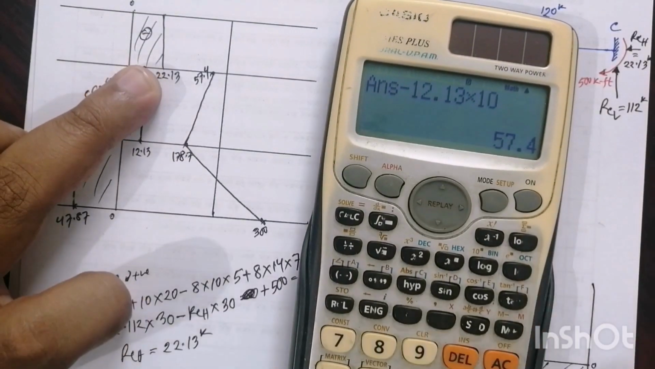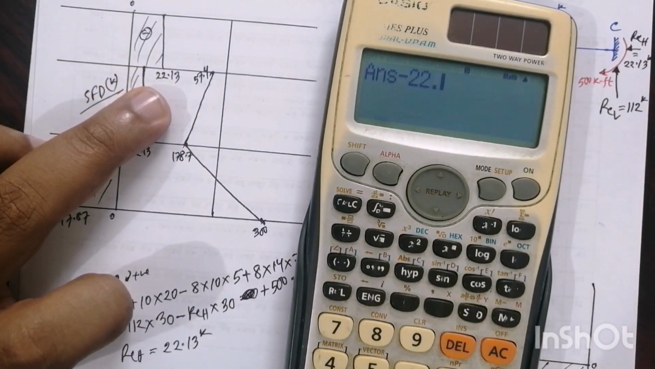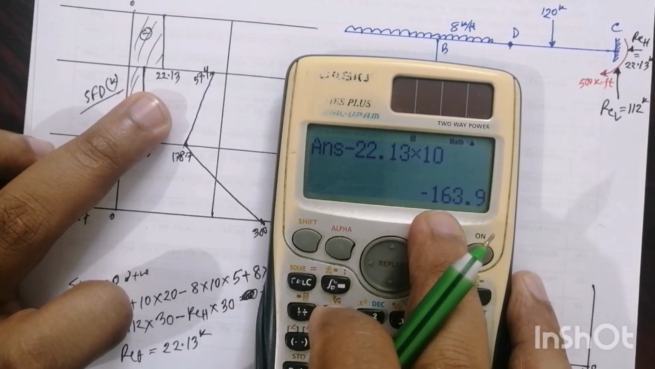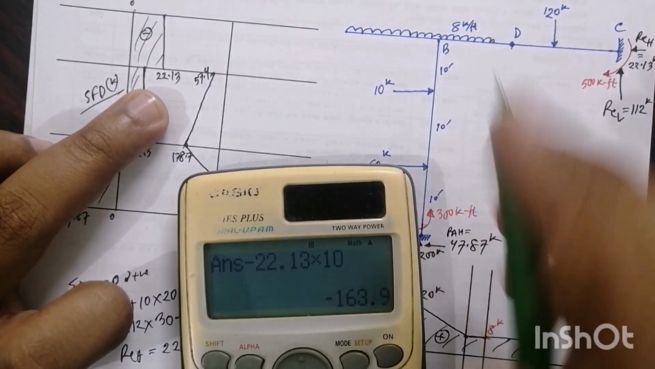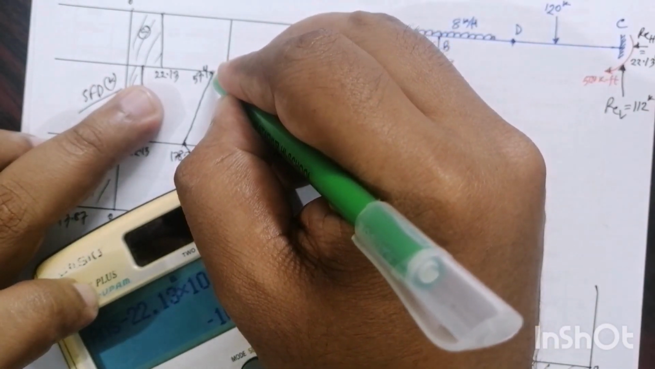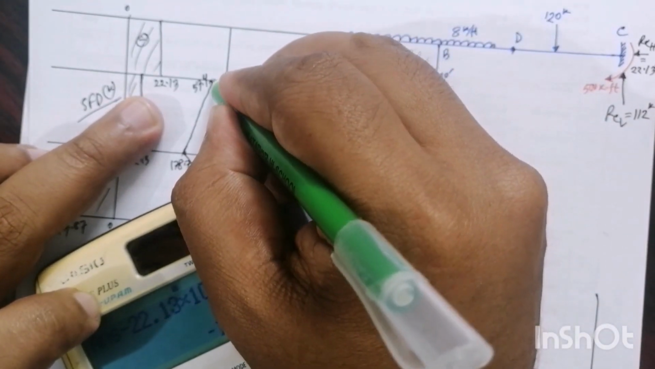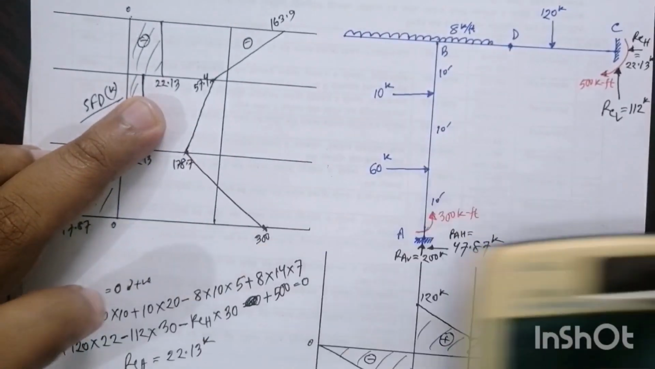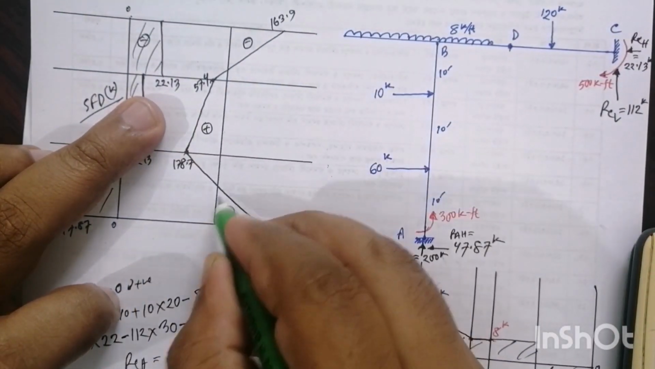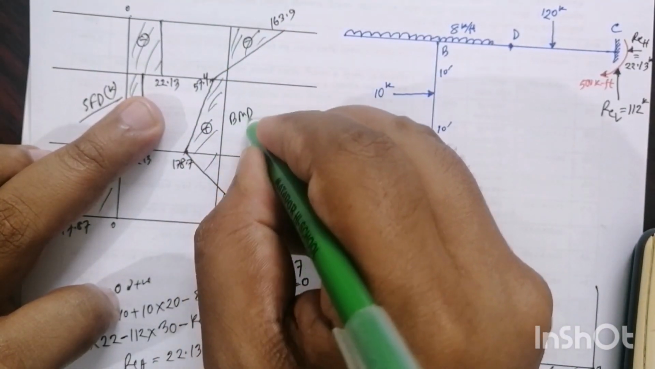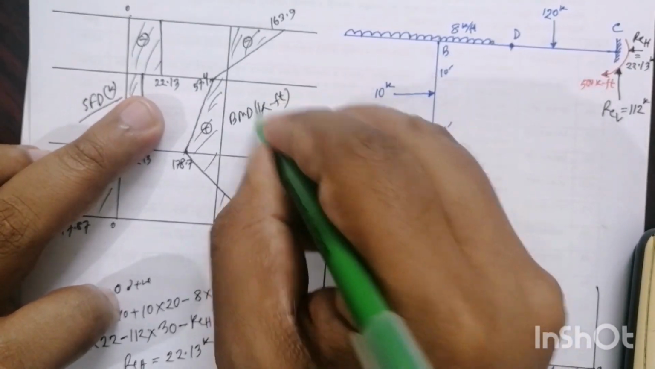Now again this is negative, so minus 22.13 into 10, this is 163.9. This is 163.9 negative. So this is positive, this is negative, this is our bending moment diagram on this side, which is in kip-feet.